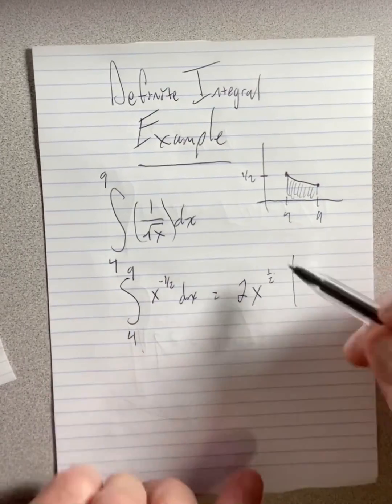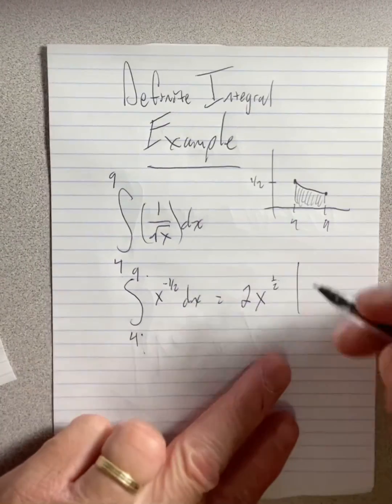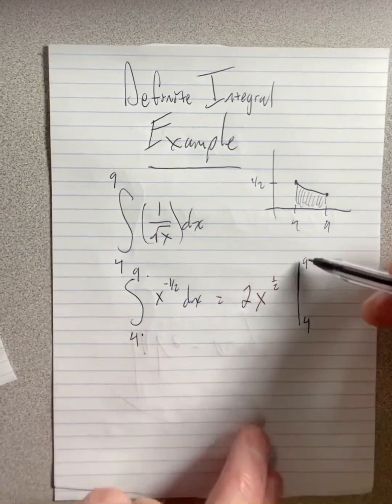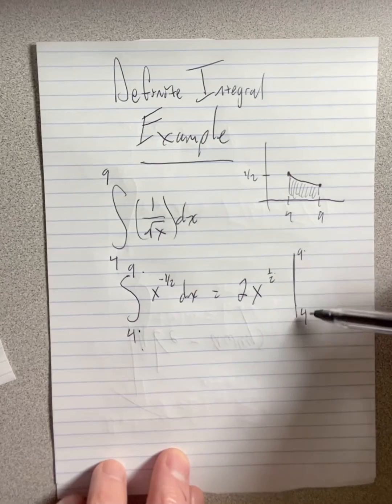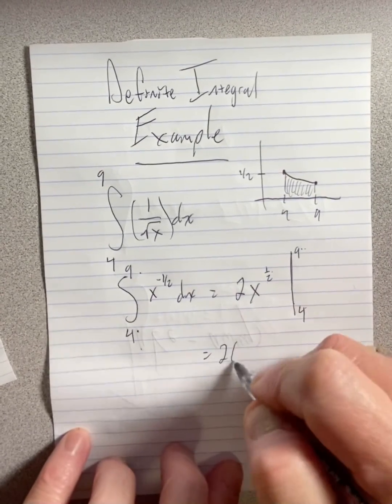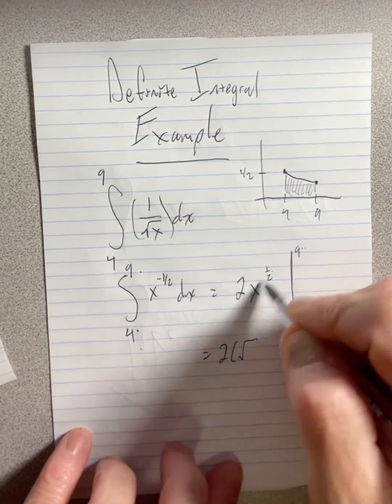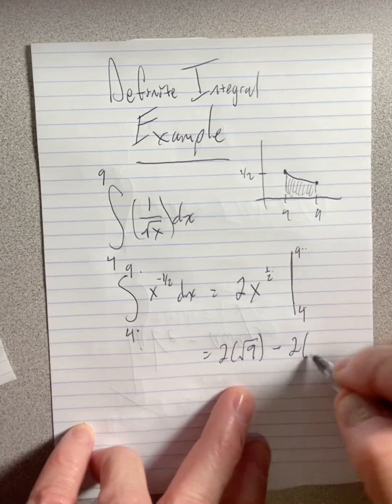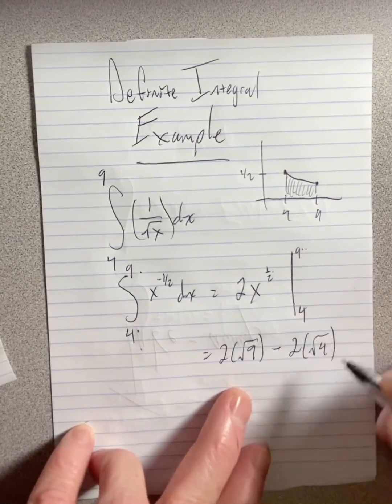And we have to remember that we're doing a definite integral, so we need to evaluate it at 4 and 9. So the standard notation is to draw a big vertical line here and put the limits of integration here to remind you to put the 9 in first. So we put in the 9, and we get, that's the square root of x, so the square root of 9, minus the function evaluated at 4, so the square root of 4.